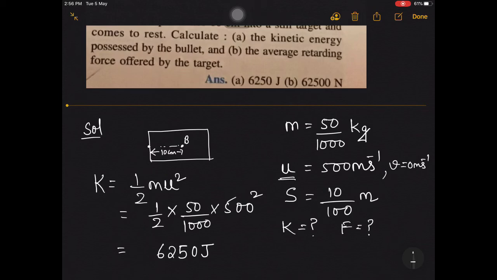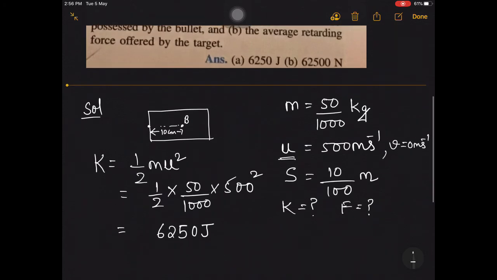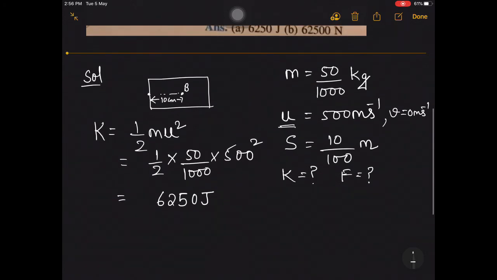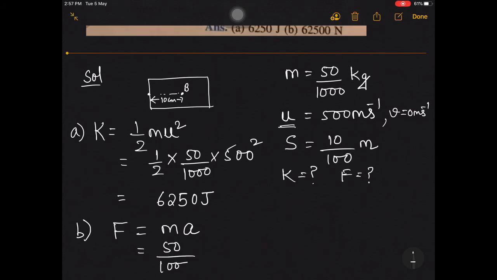Now number B, average retarding force. See, why are we saying retarding force? We are saying retarding force because the bullet is ultimately coming to rest. So definitely there is a retarding force. So we write down the formula of force, mass into acceleration. We know the mass 50 by 1000, but we don't know the acceleration. So let us apply this formula. V square is equal to u square plus 2as. Okay, now my final velocity is 0 here because the bullet is coming to rest.